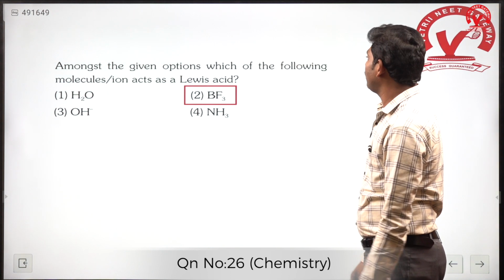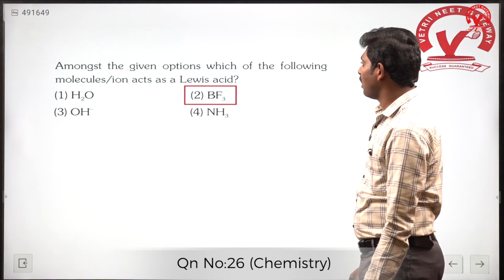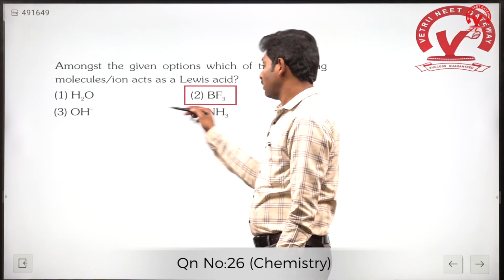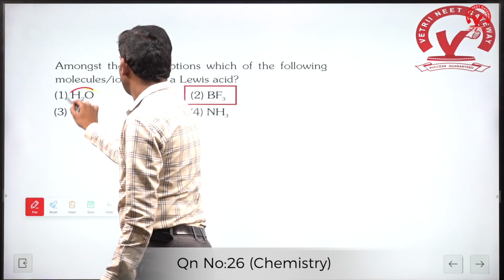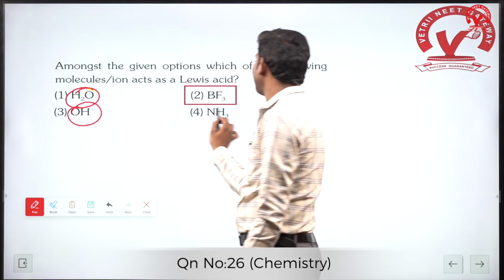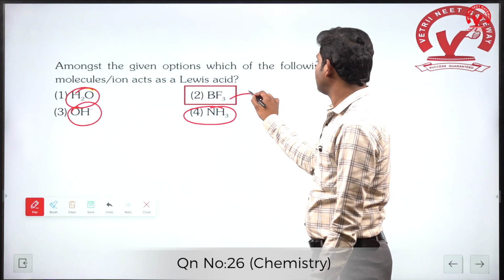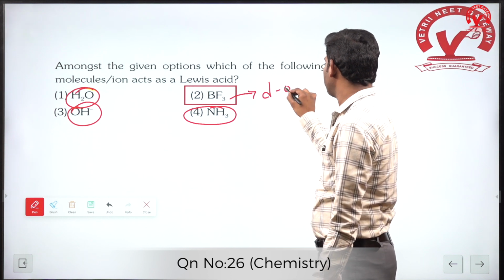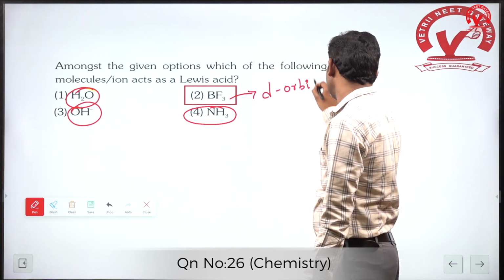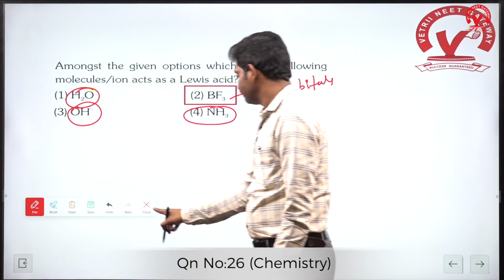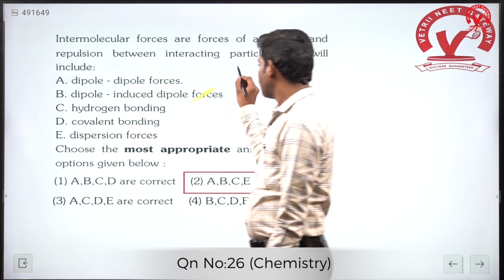Among the given options, which of the following molecules or ions acts as a Lewis acid? BF3. Why? Because the remaining ones do not have vacant orbitals. Only BF3 has vacant orbitals, so it acts as a Lewis acid. So BF3 is the correct answer.